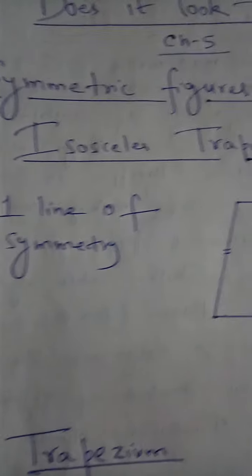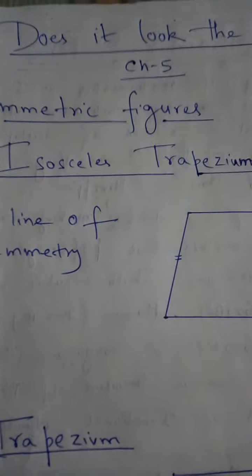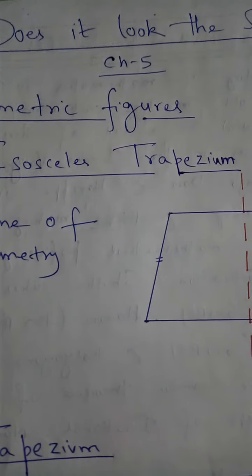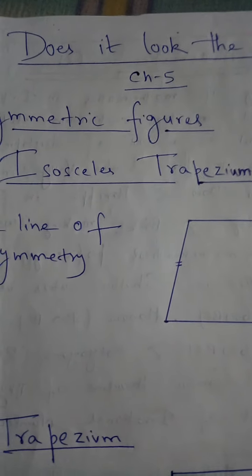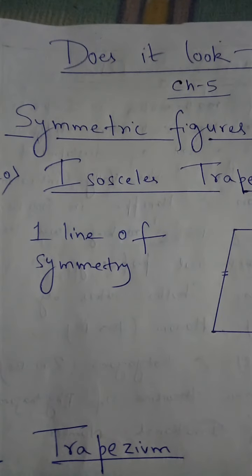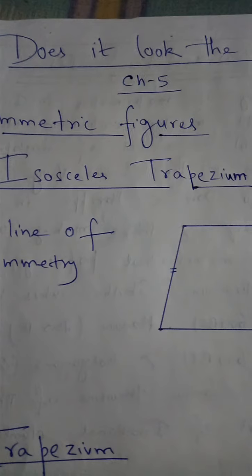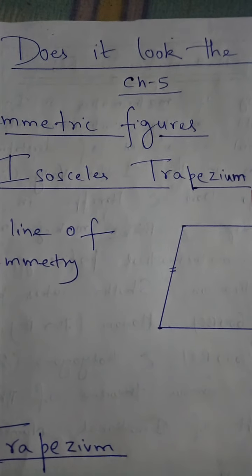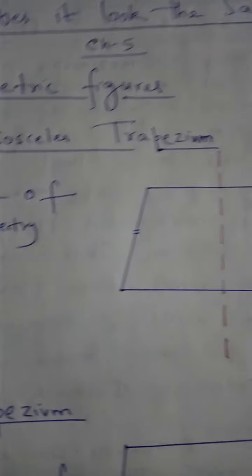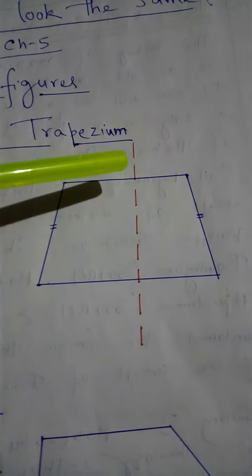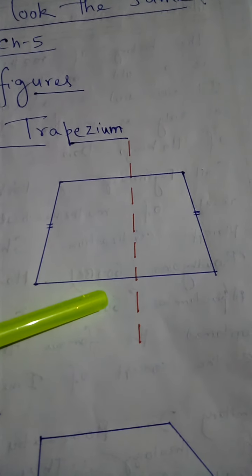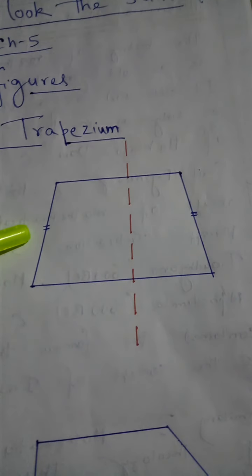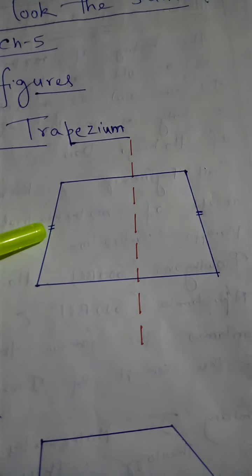Now the second figure is the isosceles trapezium. What is isosceles? You have heard about the isosceles triangle, a triangle whose two sides are equal. An isosceles trapezium is a trapezium in which the two non-parallel sides are equal. This is the figure. The top side and bottom side are parallel, and on these two sides I have given equal signs.